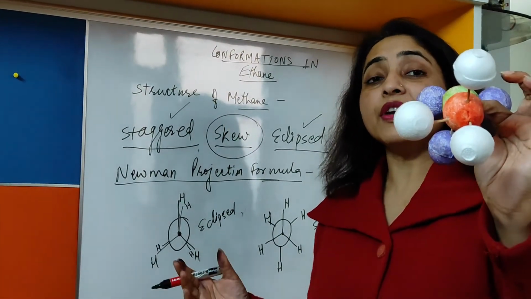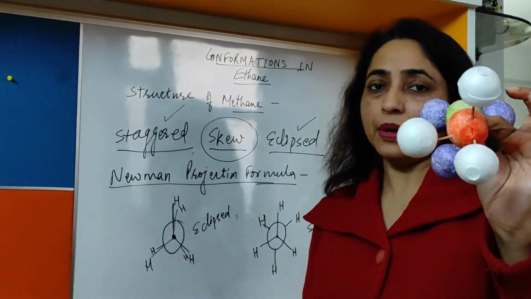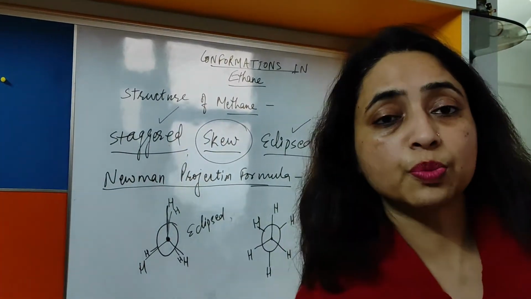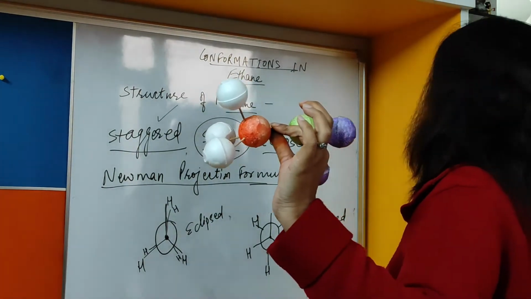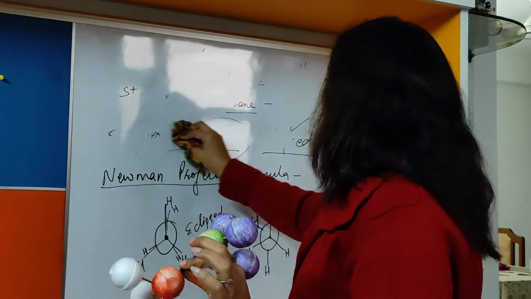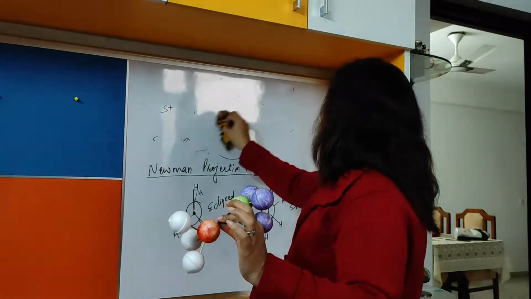Now there is another way to do it in the plane of paper. What is that another way? The other way is by the Sawhorse projection formula. We can do it by the Sawhorse projection formula. How can we do it? In that case, we will be viewing the molecule from the side.